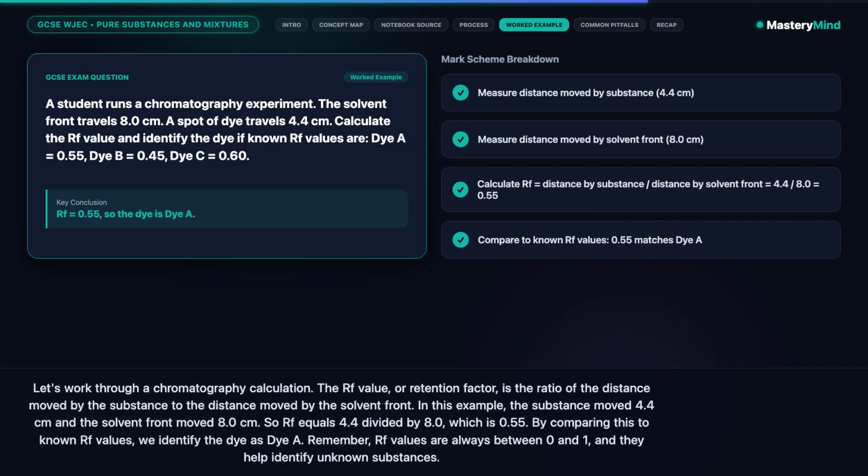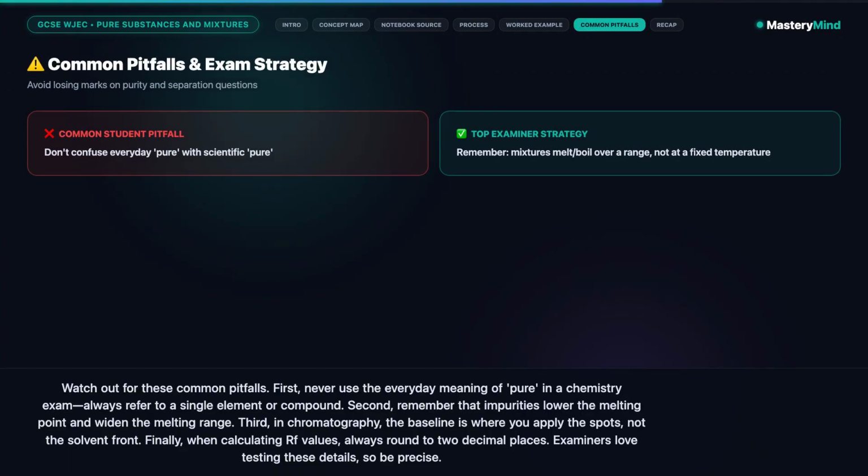Watch out for these common pitfalls. First, never use the everyday meaning of pure in a chemistry exam, always refer to a single element or compound. Second, remember that impurities lower the melting point and widen the melting range.